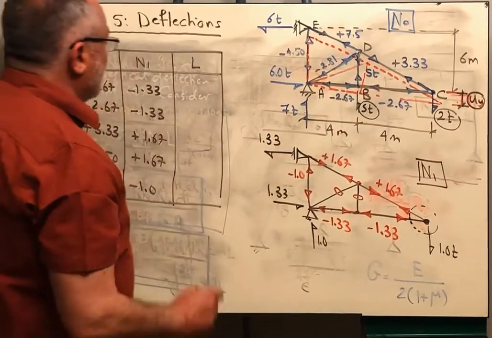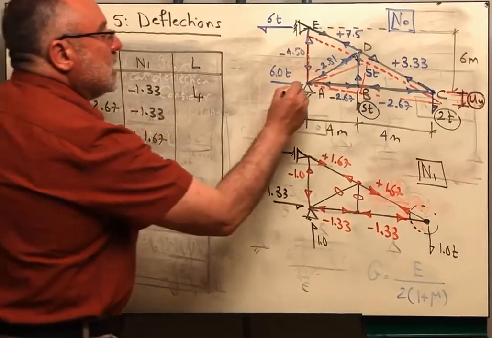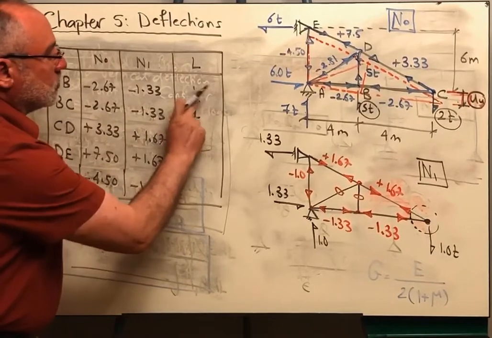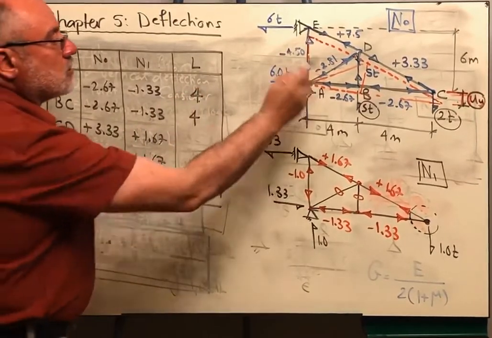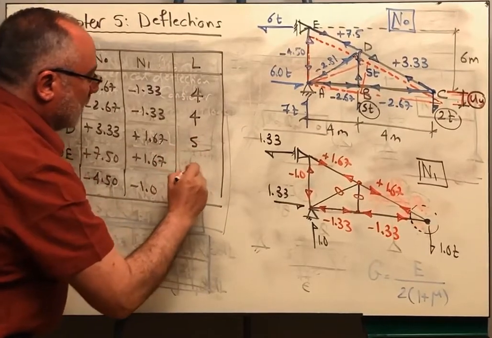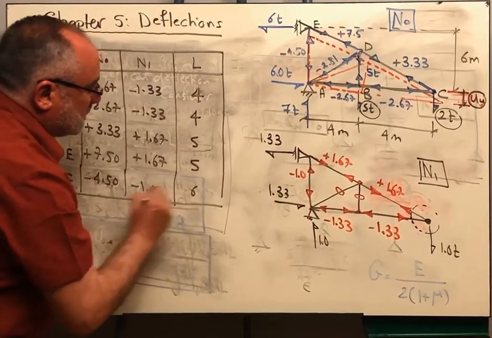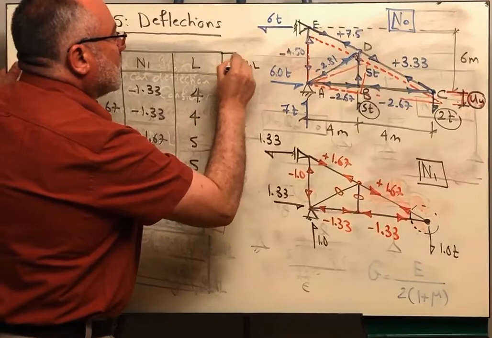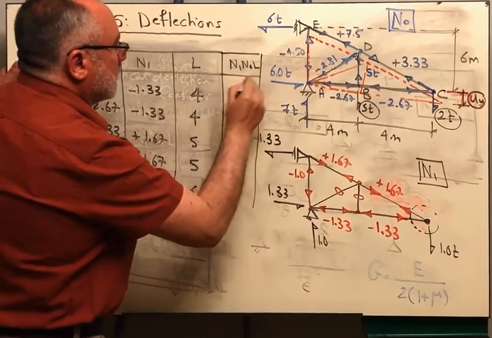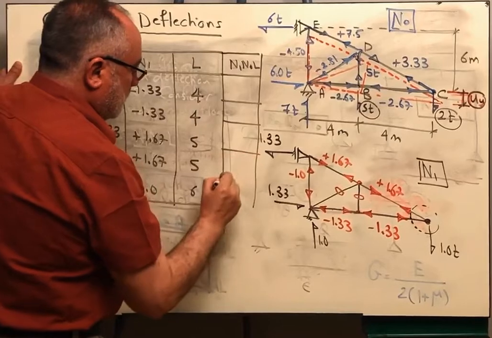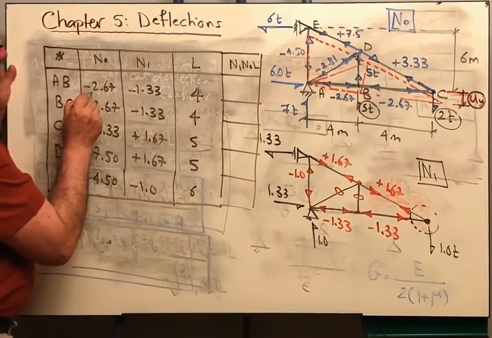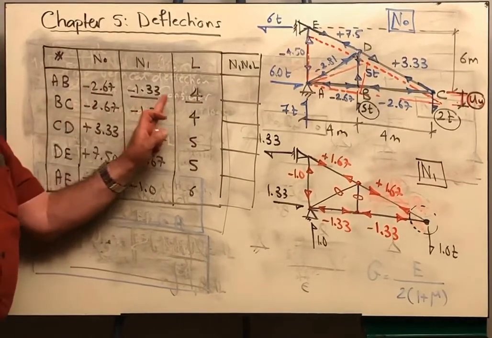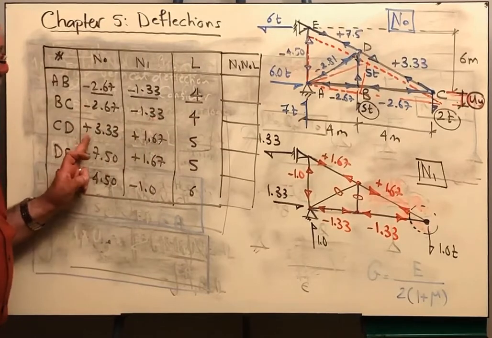5. So I'm having the length here is 4 meters, the length of member AB, and also for member BC it is 4, and for member CD it is 5, and then 5, and then 6. Then you are going to get the product N1, N naught multiplied by L. You are going to get the product of this number and this number and this number, maintaining the sign. Negative and negative will give positive, and negative will give positive, and so on.